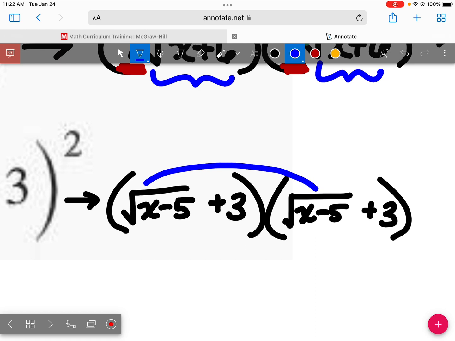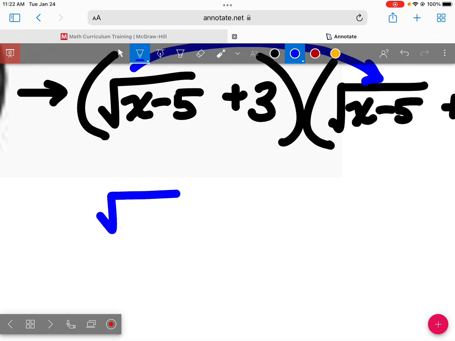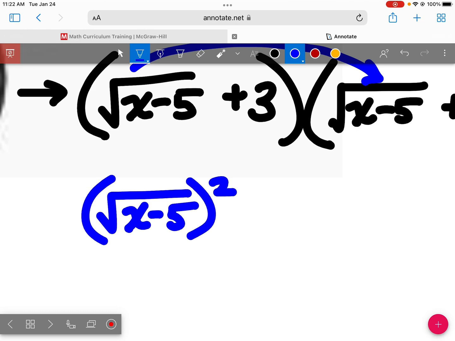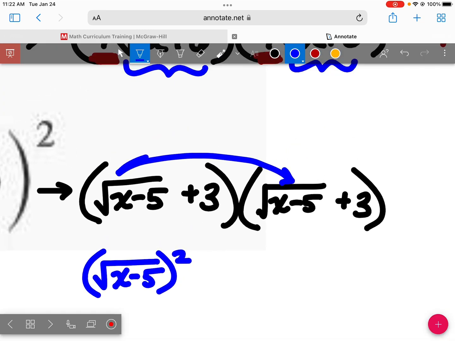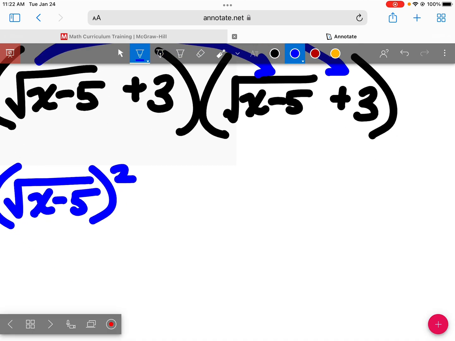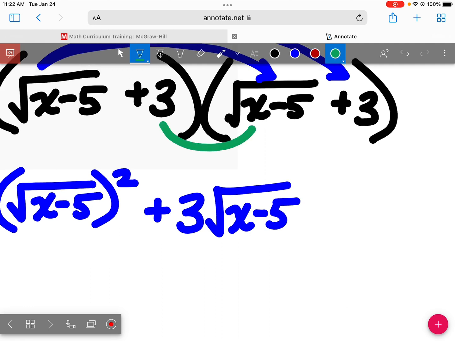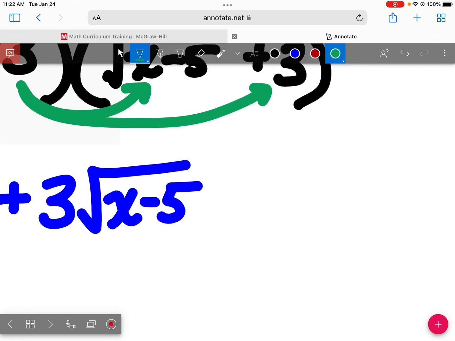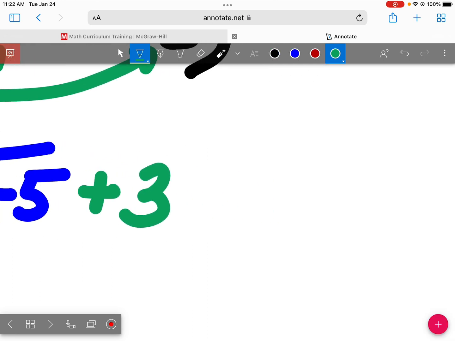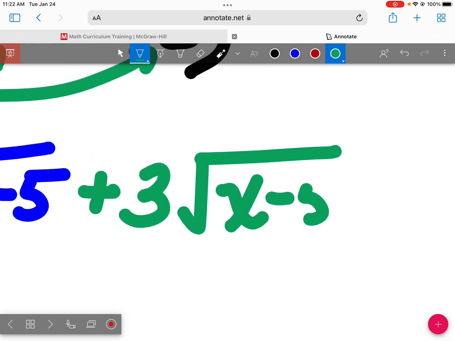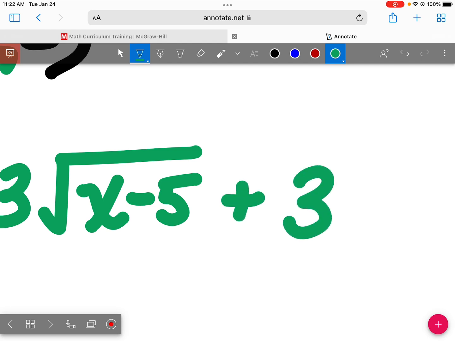So first I'm going to distribute here. Square root of x minus 5 times another square root of x minus 5. So I'm multiplying it by itself. And then I distribute over here. So plus 3 times the square root of x minus 5. I'm going to distribute this 3 to both pieces. So plus 3 times the square root of x minus 5 plus 3 times itself, or 3 squared.